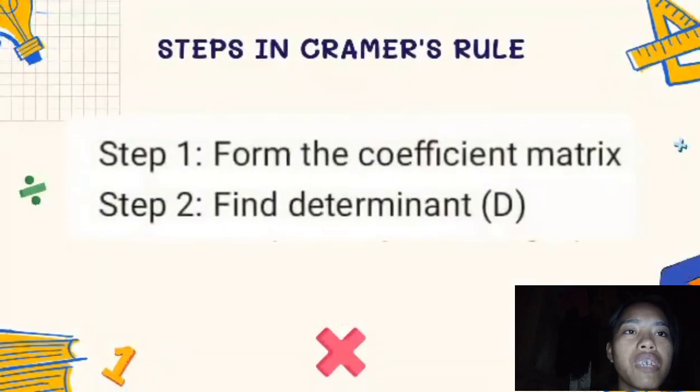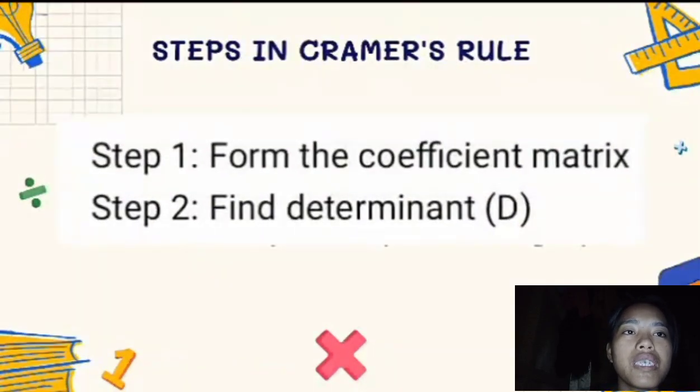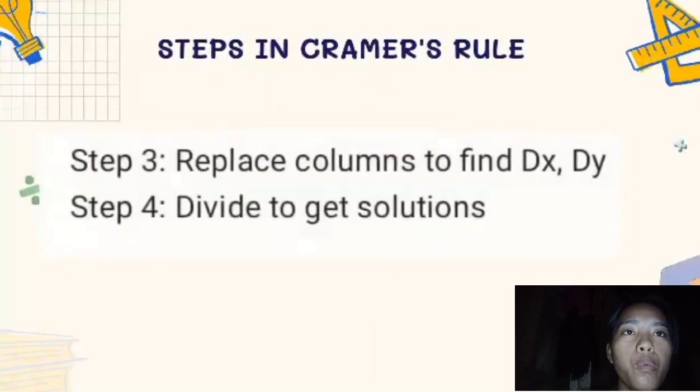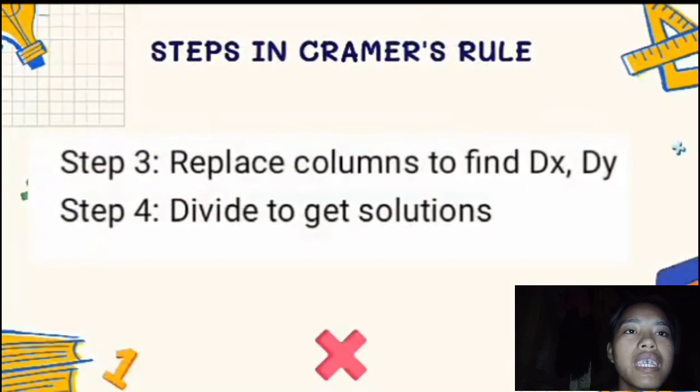These are the steps in Cramer's rule. First, we form the coefficients matrix from the system. Second, we compute its determinant. Third, we replace one column at a time with the constants to get dx and dy. Finally, we divide dx by d to get x and dy by d to get y. This method is simple for small systems but becomes complicated for larger ones.